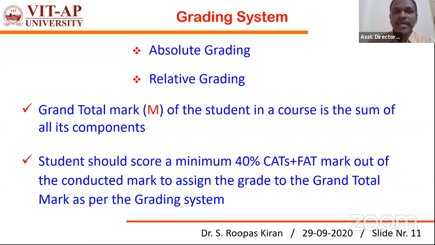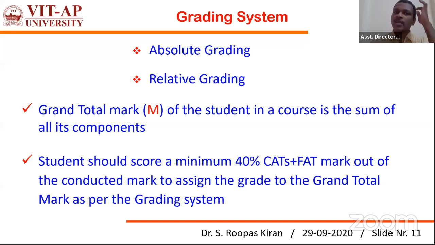If you are scoring 40 out of 40 in the non-CAT component, but 23.5 out of 60 marks in the CAT component, even though it is 63.5 out of 100, it will just give you a fail grade. So that is a very stringent condition. It's kept only to make these examinations very serious. Students must take these examinations very seriously. So that's the minimum 40% condition, a very stringent condition. So you must take these examinations very seriously.